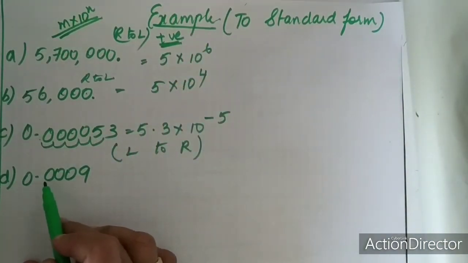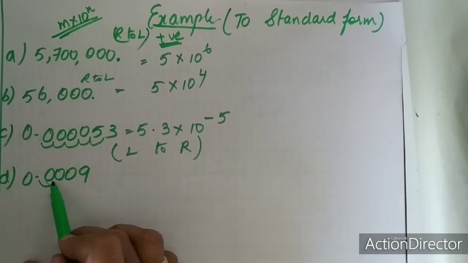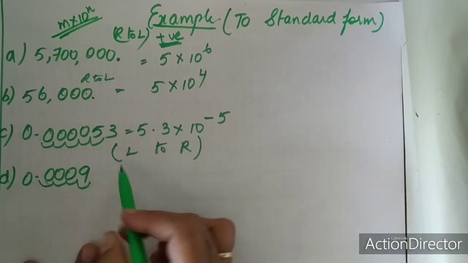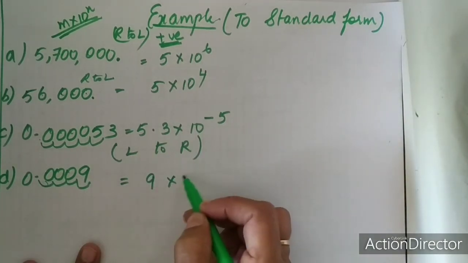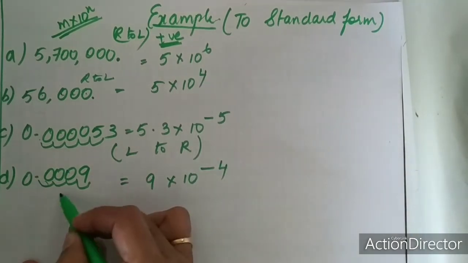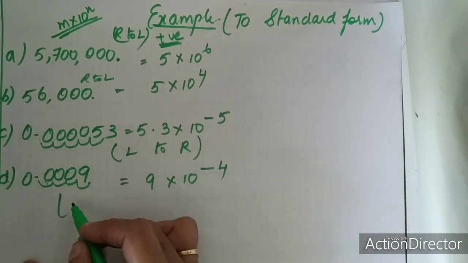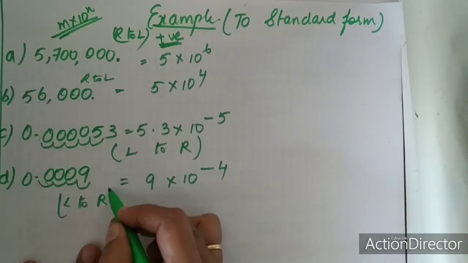Coming to the next one, how many places are you going to move? 1, 2, 3, 4. So this will be equal to 9 into 10 raised to the power of minus 4. Again, why? Because the decimal point is moved from left to right.